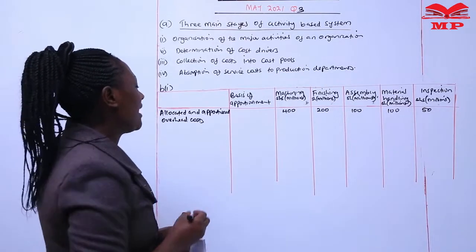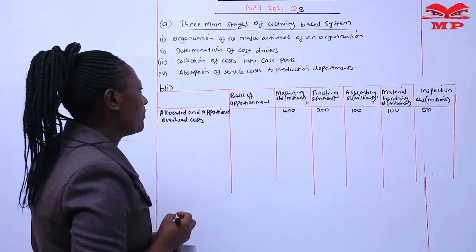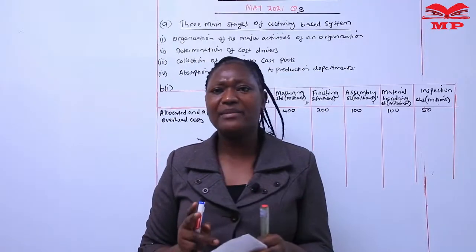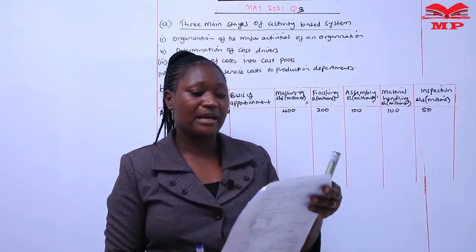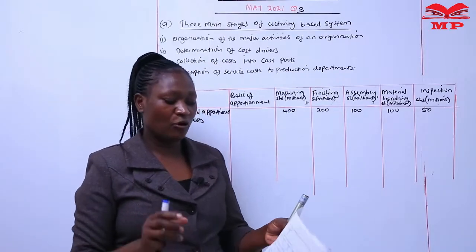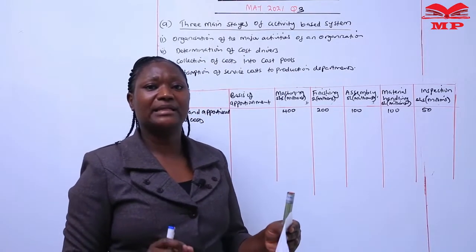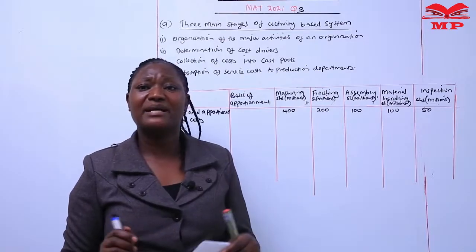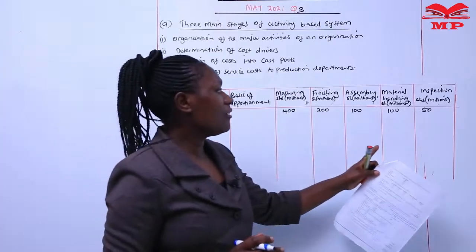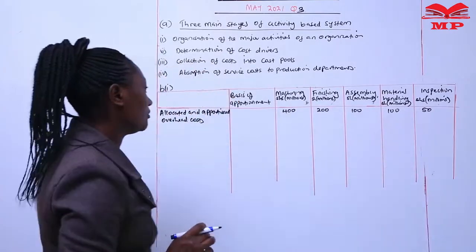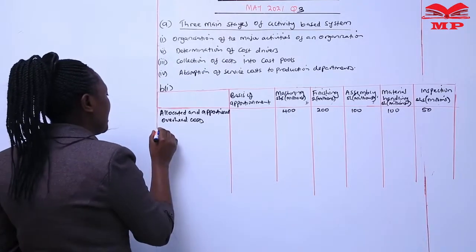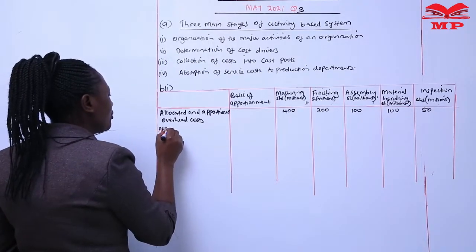So we need to identify the basis for apportionment, but before we find the basis of apportionment, remember we have two service departments, material handling and inspection. So in continuous allotment method, it doesn't matter which service department you begin with. You can either begin with the material handling or inspection. So let's begin by apportioning material handling.